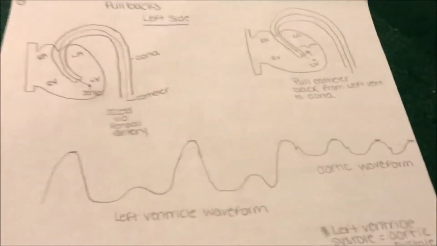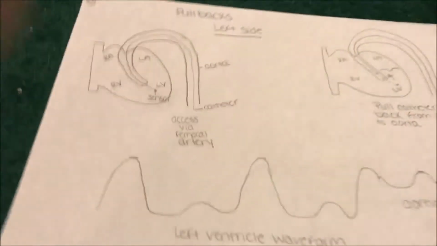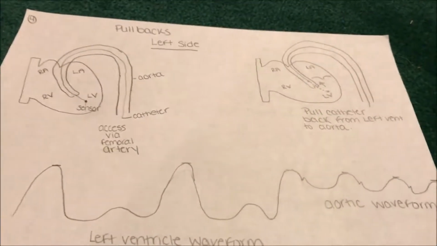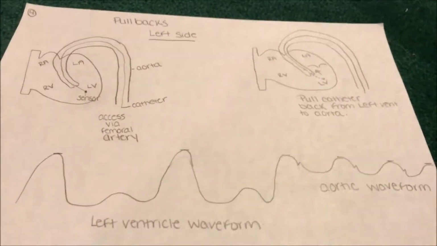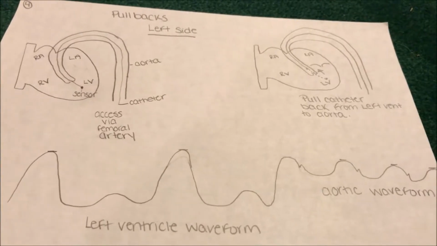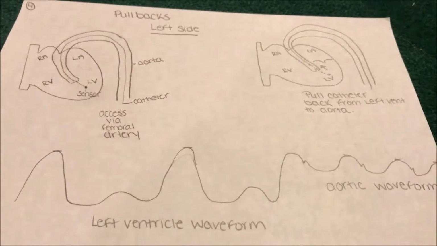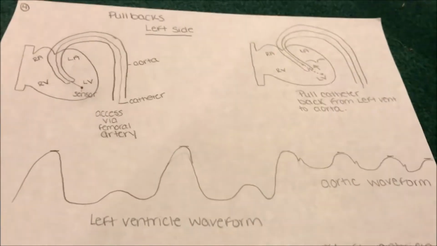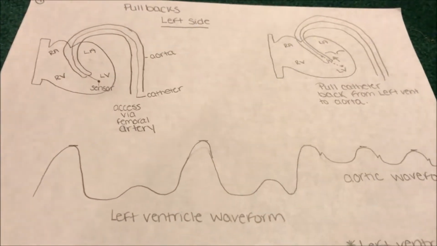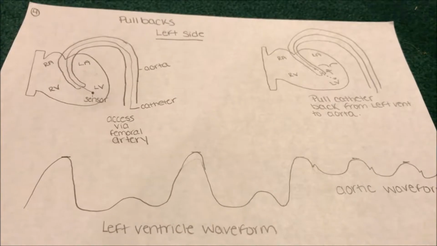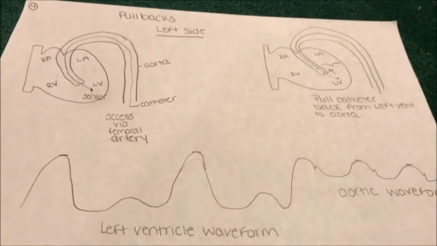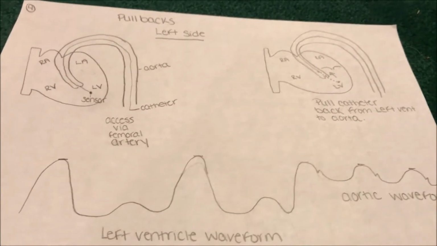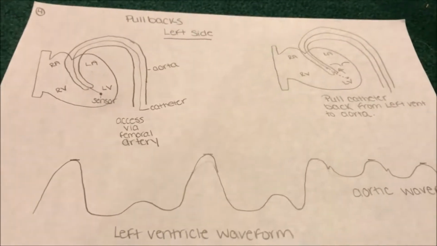We're going to talk about pullbacks. Pullbacks are basically a method that is used in the cath lab, where you put a catheter into the heart and you track through the heart and figure out the pressures and the varying pressures throughout different chambers to see if there's any issues inside the chamber or any issues throughout the valve when you're crossing the valves, because they all should start correlating at some point.